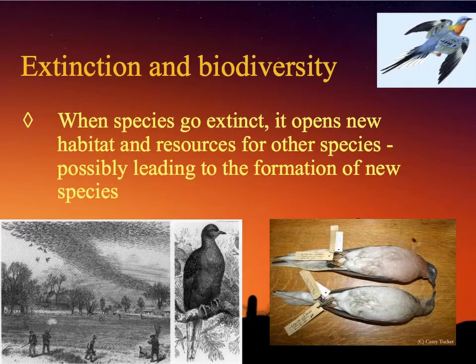Well, when a species goes extinct, it opens a new habitat and resources for other species. So if an animal is eating a specific other animal or specific plant, when it goes extinct, it opens up that niche, or those animals and those plants, to other species, and possibly that will lead to the formation of a new species.